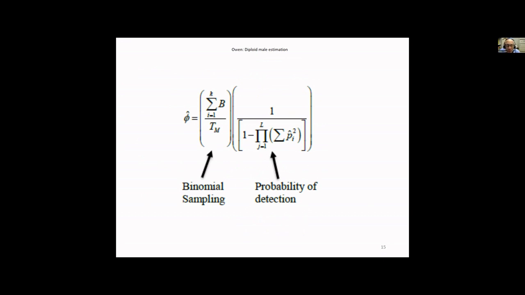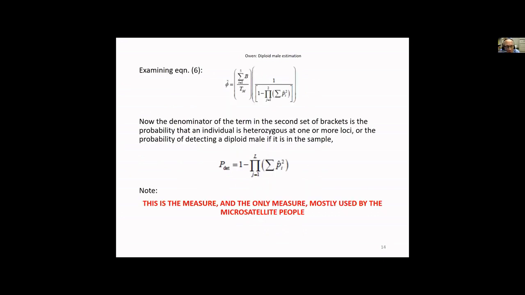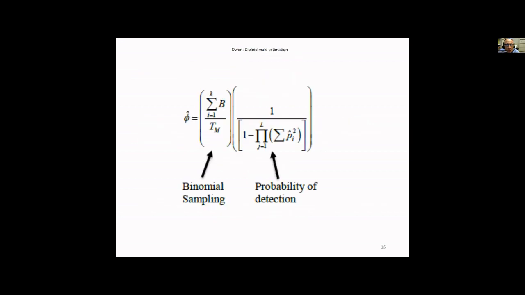The other is essentially the heterozygosity. And this is what is termed the probability of detecting a diploid male with multiple microsatellite loci. And the trouble is, this p-det is, in fact, what has been used generally by the microsatellite people. They've ignored the other part of the equation.